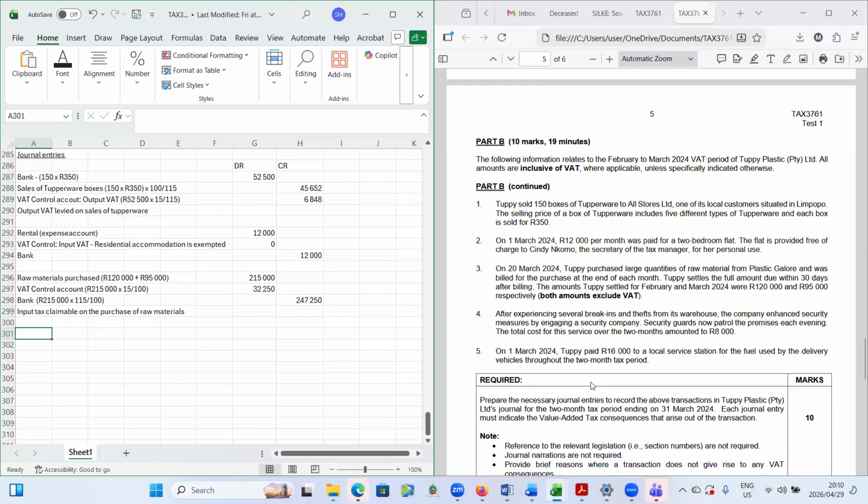The last transaction, we see that on 1 March 2024, TAPI paid 16,000 to a local station for the fuel used by the delivery vehicle. Then two accounts here. There's the expense account, which is fuel, and there's the bank, which is going to lose money. Those are the two accounts we are talking about here. So we start with the fuel. It's 16,000 rand.